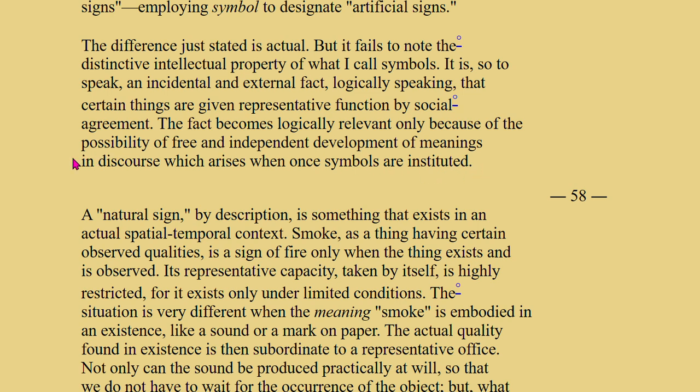So the important difference is going to be that so-called artificial signs, or what Dewey is going to call symbols, can be used in developing meanings in a free kind of way, in discourse, in language, in conversation. That's really going to be the important thing. The meaning of symbols can be developed in that way, whereas natural signs or signs, the significances of these are not so developed. You cannot make those independent, right? To do that is to start using symbols.